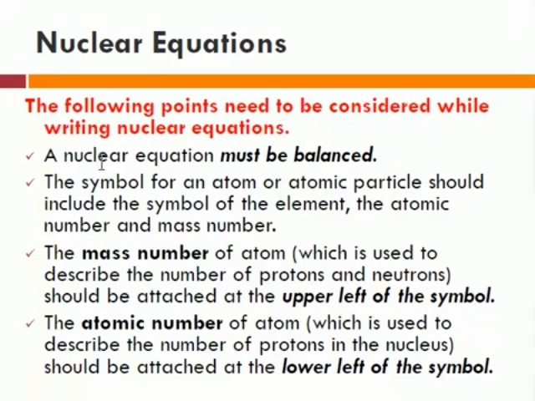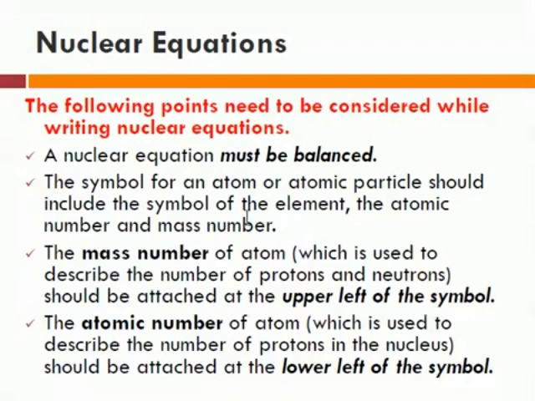The first is that a nuclear equation must be balanced. The left side of the equation is the reactant side, and the right side of the equation is the product side. So the atomic number and the mass number on the reactant side and on the product side must be balanced.